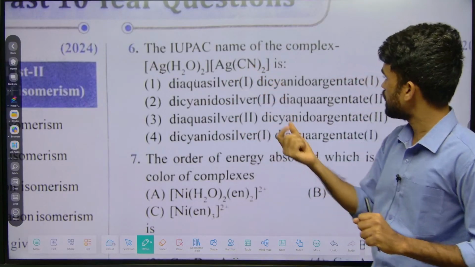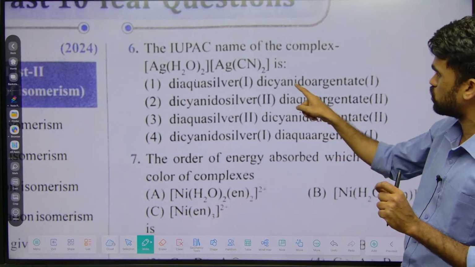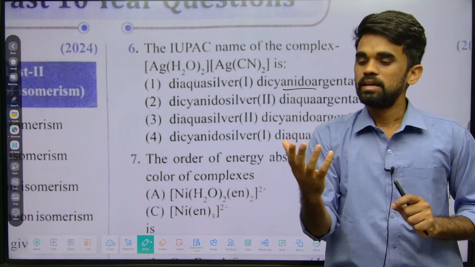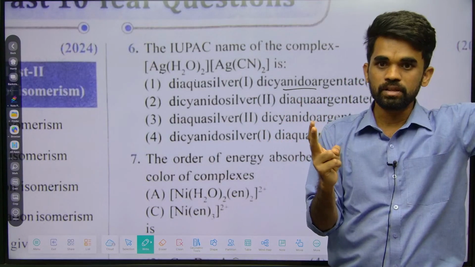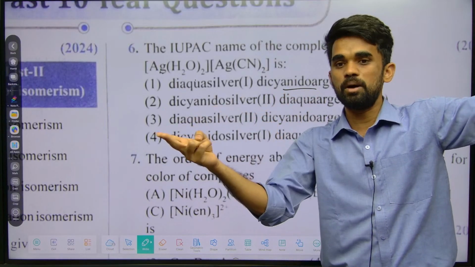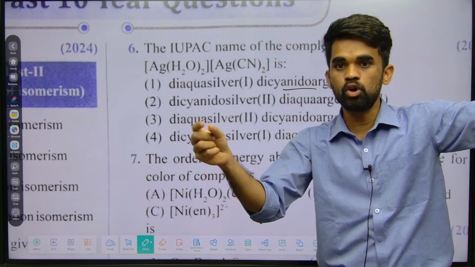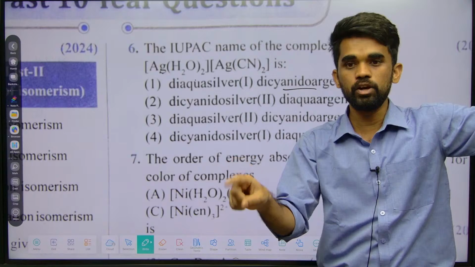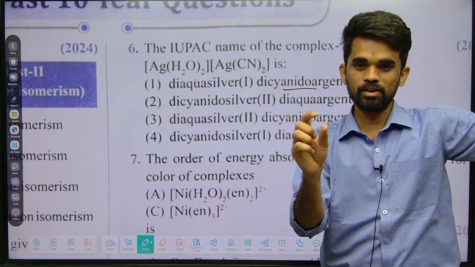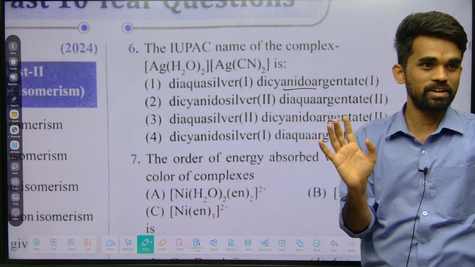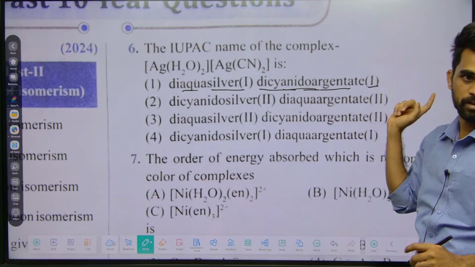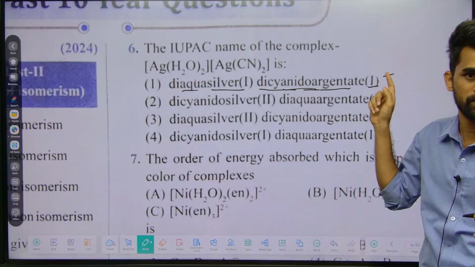Is it dicyanide or dicyano? First you need to prefer the ido names. Earlier they gave it as cyano, chloro, but later it was updated to iodo, chlorido, bromido. So now you need to prefer the ido names. If the ido option is not there, go for the normal chloro, cyano, like that. Clear everyone? So diaqua silver(I), dicyano argentate(I). This is the name of the complex. Is this clear everyone? Fine.